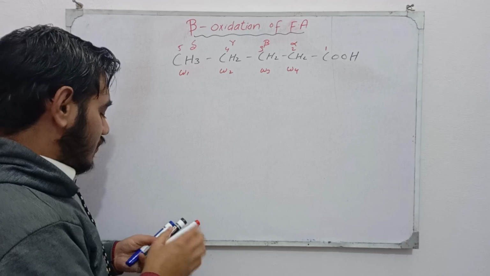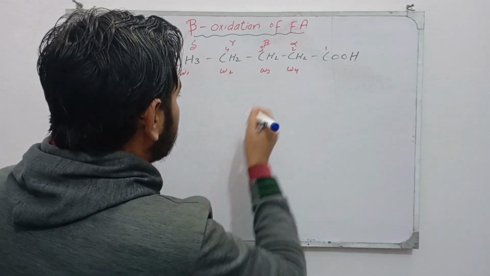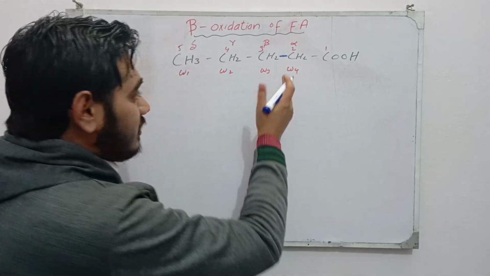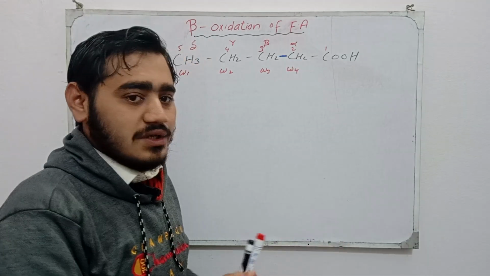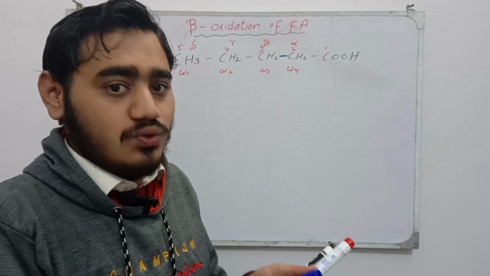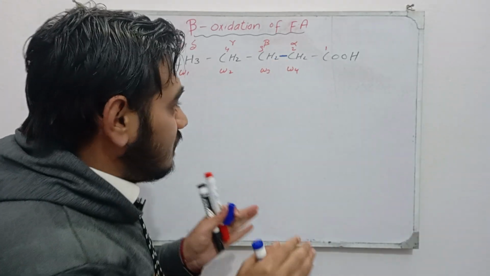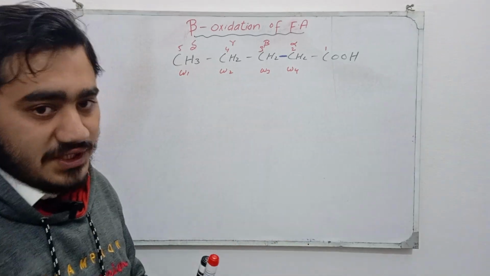Basically, in beta oxidation of fatty acid, this bond breaks down and it leads to the formation of acetyl CoA molecule, which is a two carbon atom containing compound. This bond breaks down, so that's why it is called beta oxidation of fatty acid.